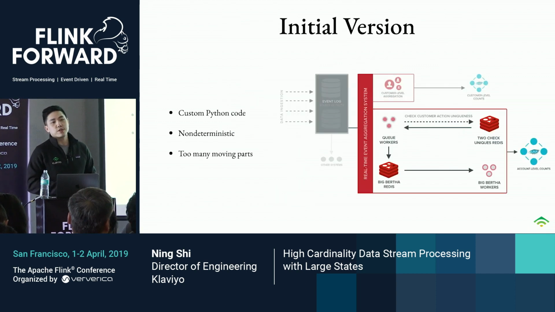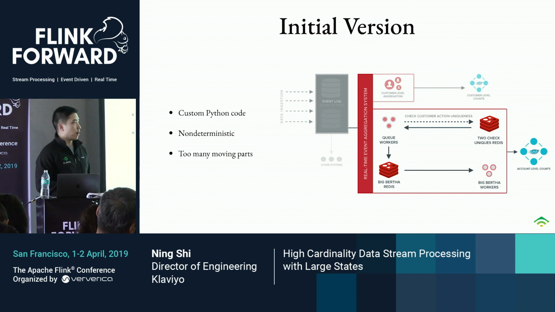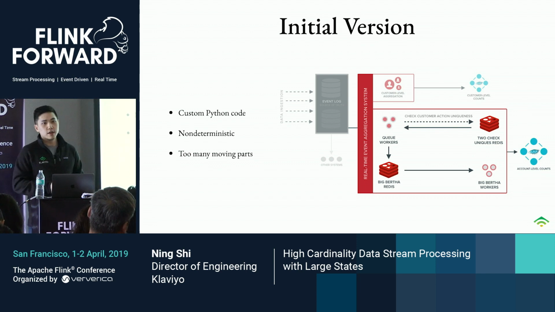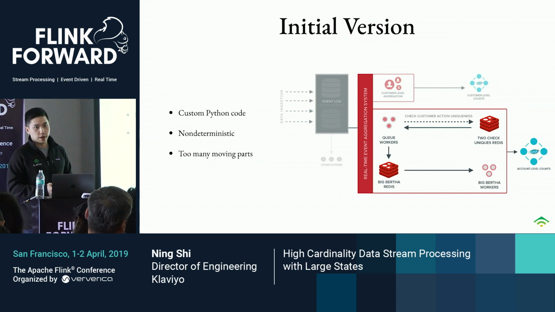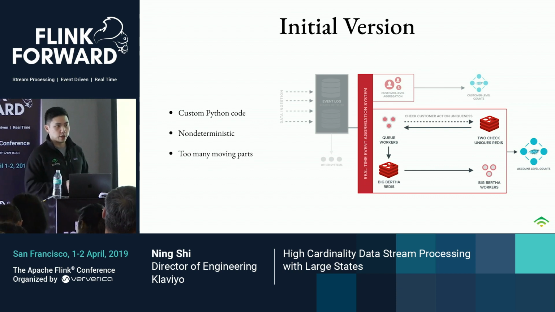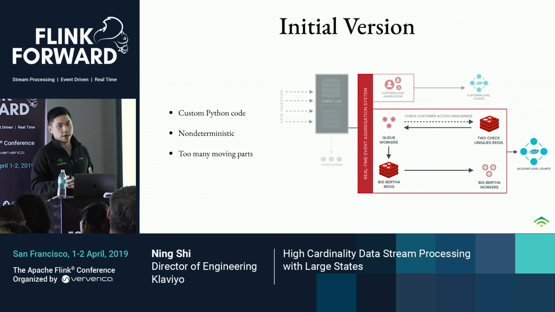The initial version that we had for a couple of years was written in custom Python code, leveraging Redis clusters to track the events flowing into the system and doing duplicate detection that way. And we also have a separate Redis cluster for aggregation. Then eventually the aggregated results get saved into the Cassandra cluster.